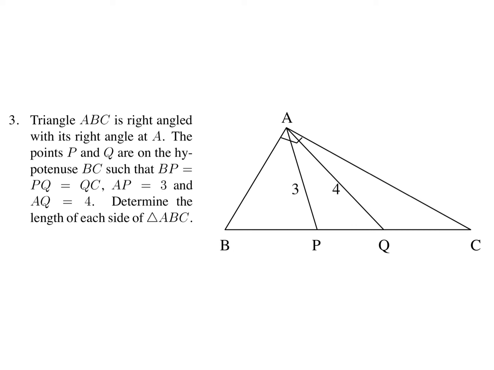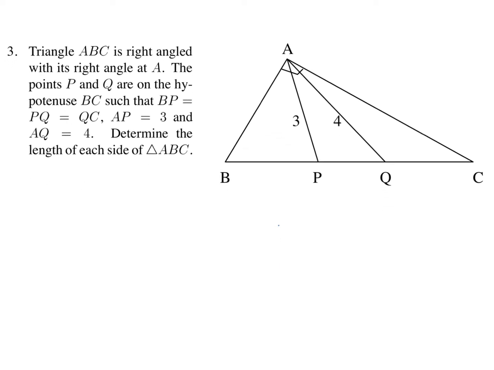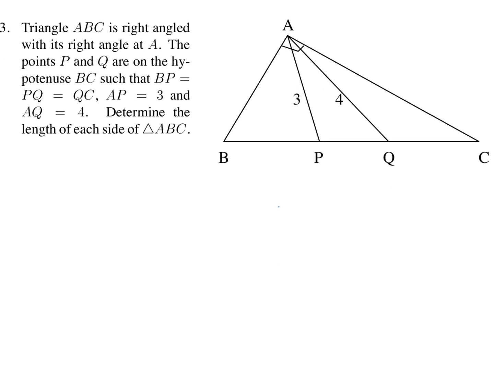Triangle ABC is a right-angled triangle with its right angle at A. The points P and Q are on the hypotenuse BC such that BP is equal to PQ is equal to QC, AP is 3, and AQ is 4. Determine the length of each side of triangle ABC.